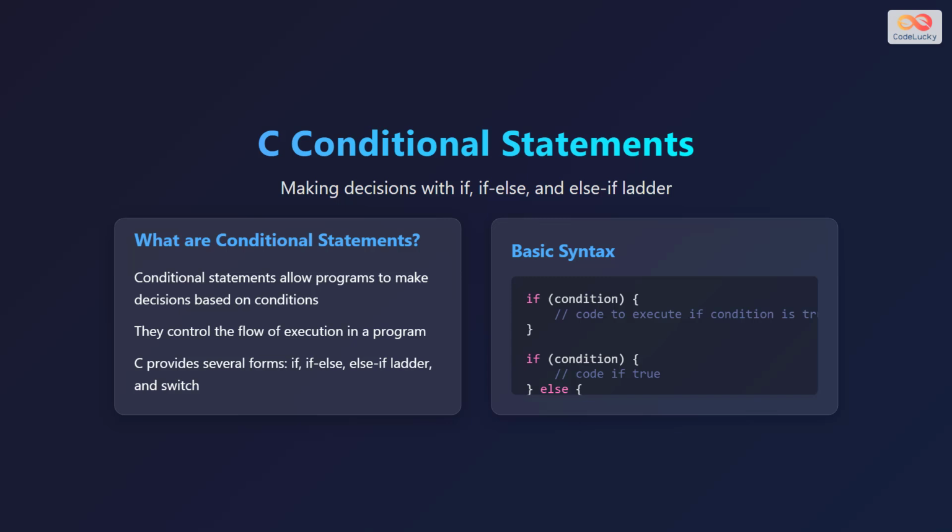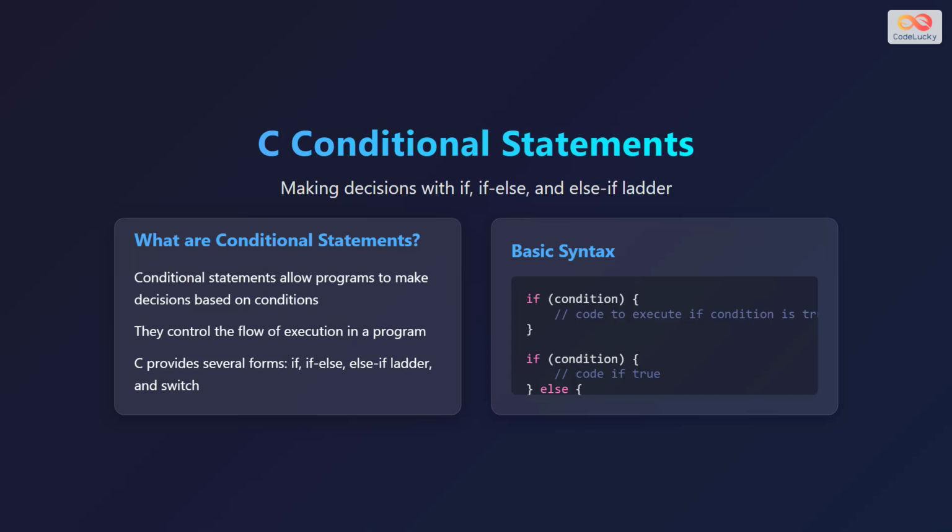In this video, we're going to explore conditional statements in C programming. Conditional statements are essential for creating programs that can make decisions based on different conditions. You will learn how to use if-else and else-if ladder to control the flow of your program.